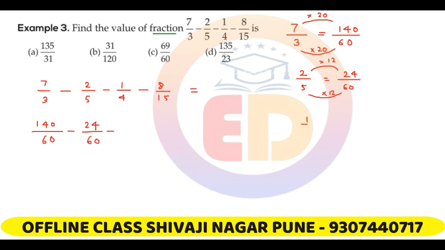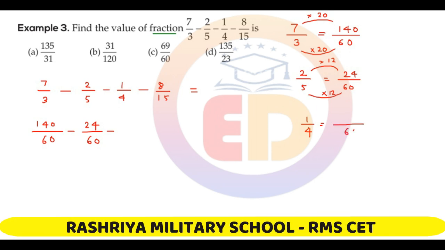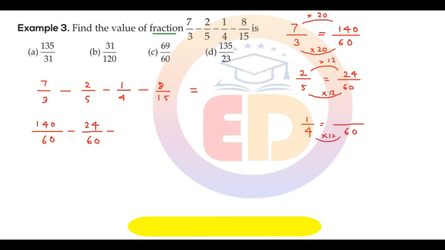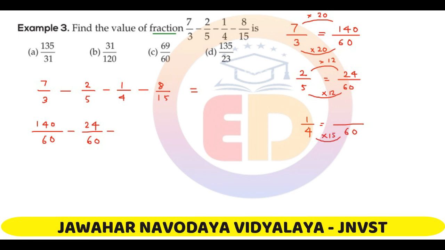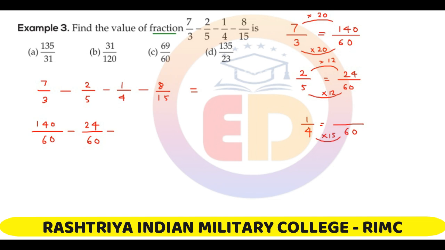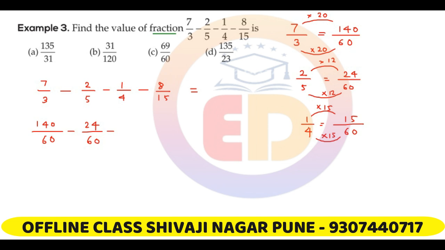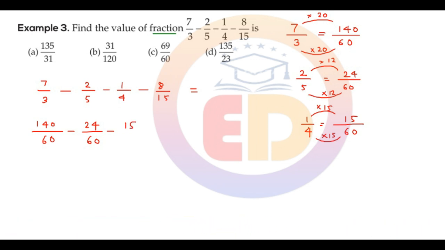Let us convert the third fraction 1 by 4. We convert the denominator 4 to 60. We know that 15 fours are 60. So to convert 4 to 60, multiply by 15. And since we have multiplied the denominator by 15, multiply the numerator also by 15. 1 into 15 is 15. So my third fraction will be 15 upon 60.